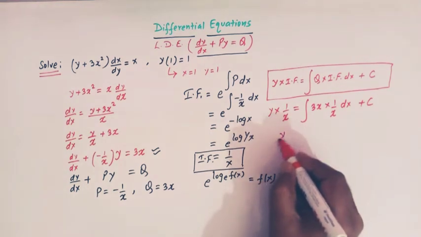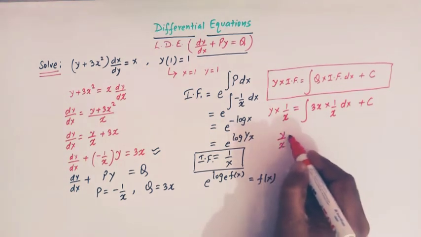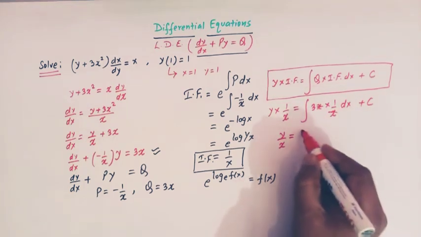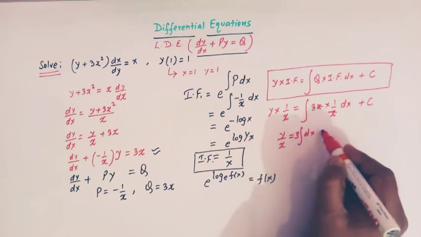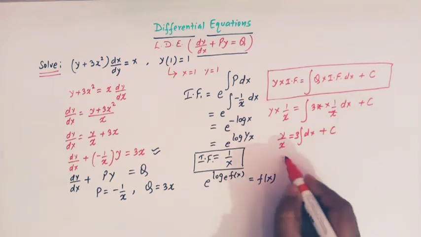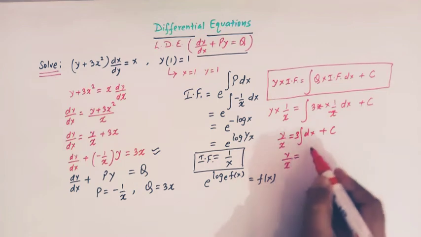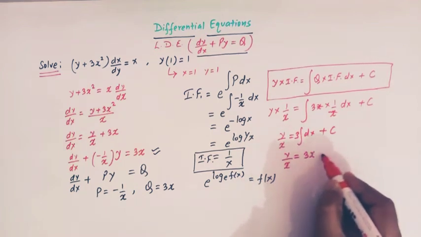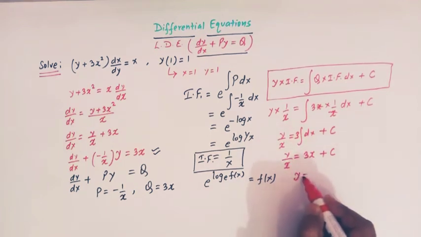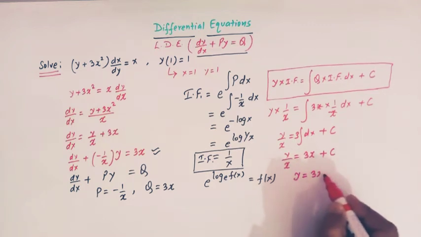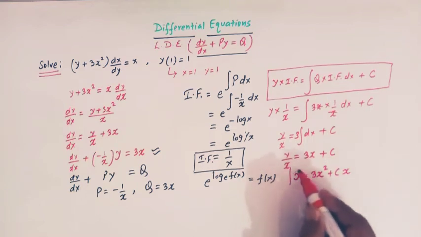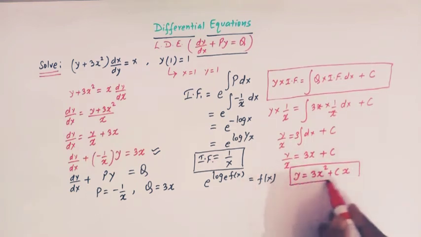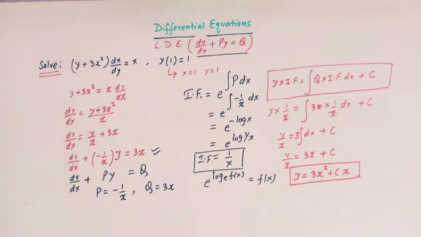So this is y over x, and here x and x get cancelled, so we have 3 times the integral of dx plus c, where c is the constant of integration. Here we have 3x plus c, and this can be written as y is equal to 3x square plus cx. So this is the general solution of this linear differential equation.